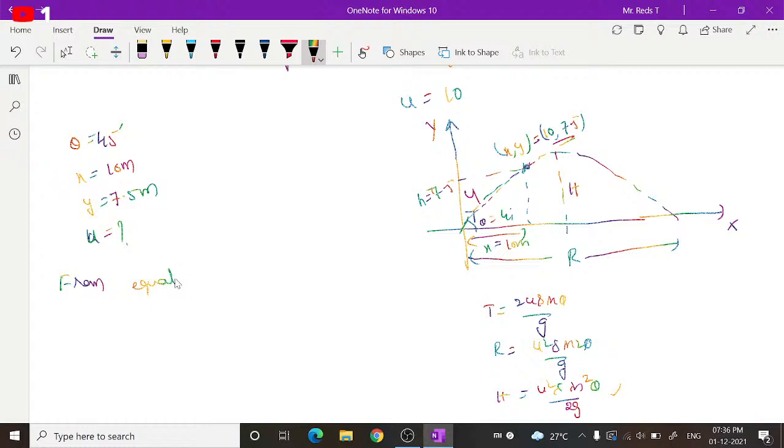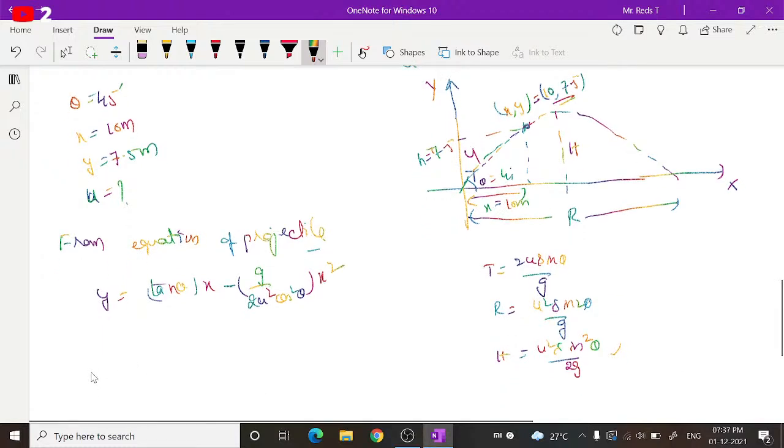From the equation of path of projectile, y is equal to tan theta into x minus g by 2u square cos square theta into x square. Then, as y is given as 7.5, let us substitute this over here. y is 7.5 is equal to tan theta. Theta is 45. Tan 45 is 1, into x, which is 10, minus g, which is 10, by 2 into u square cos square theta.